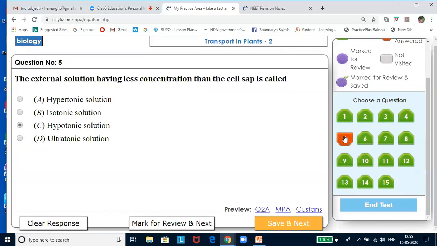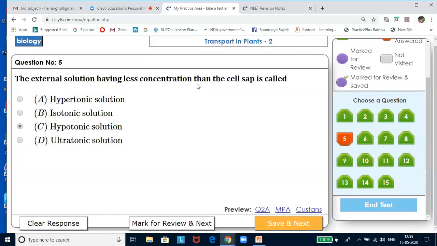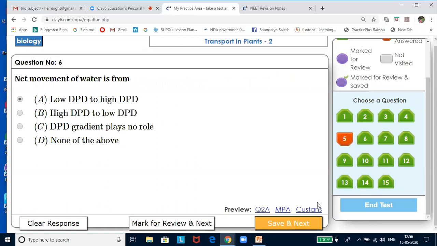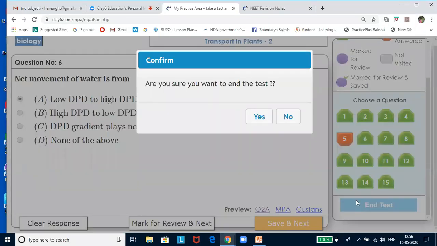Let me check with the fifth question. External solution having less concentration than the cell sap is called hypotonic solution. I don't know why it is not getting saved. Okay, let me end the test. Yes.